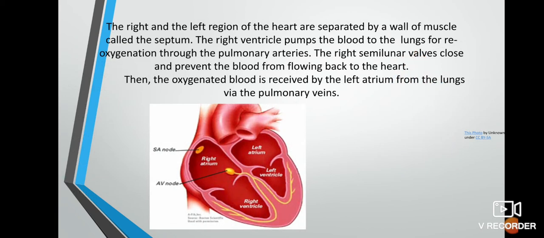The right and the left regions of the heart are separated by a wall of muscle called the septum. The right ventricle pumps the blood to the lungs for reoxygenation through the pulmonary arteries. The semilunar valves close and prevent the blood from flowing back to the heart. Then the oxygenated blood is received by the left atrium from the lungs via the pulmonary veins.